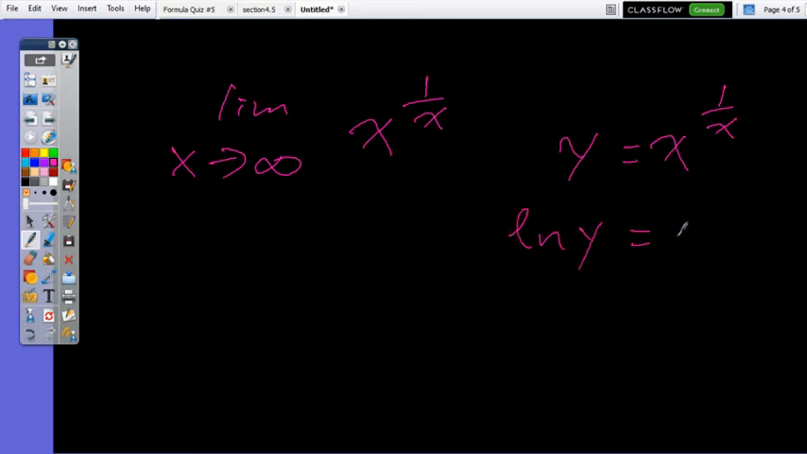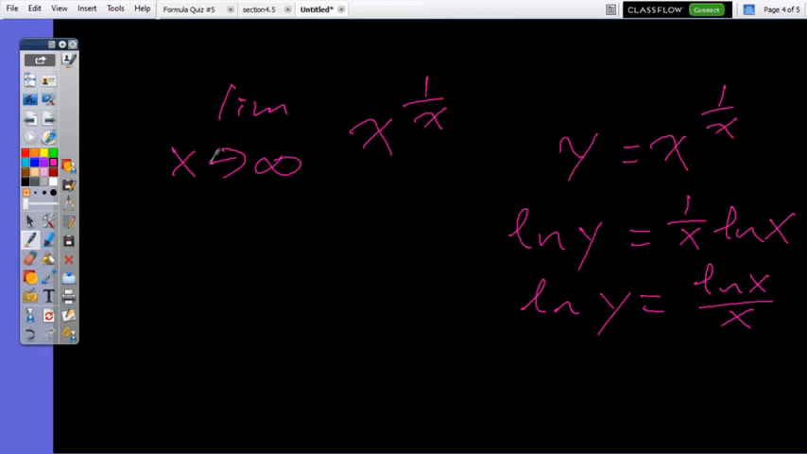Natural log, or ln. So we get 1 over x times natural log of x. And this can also be written as natural log of x over x on the right hand side. Now x goes to infinity, so natural log of infinity is infinity, and x goes to infinity, so that's infinity again. So this is one of those indeterminate forms, infinity over infinity. On the right hand side, we can take the derivative top and bottom. So we get 1 over x, and then over 1.